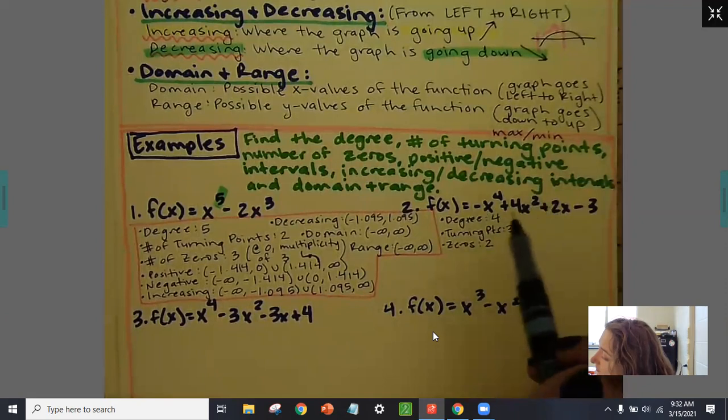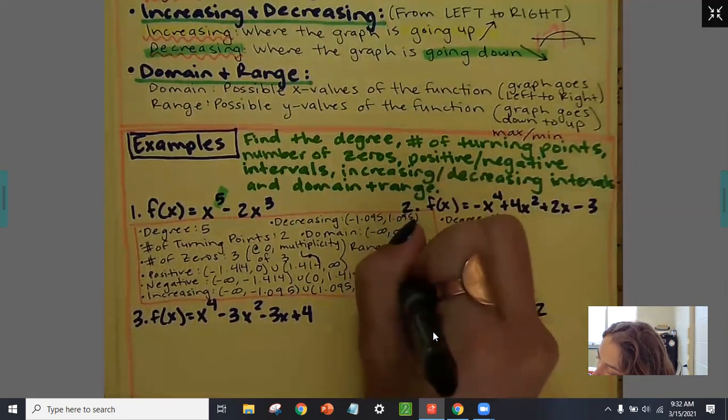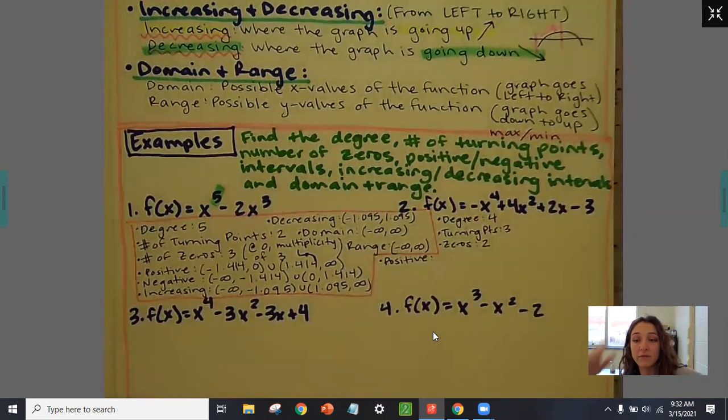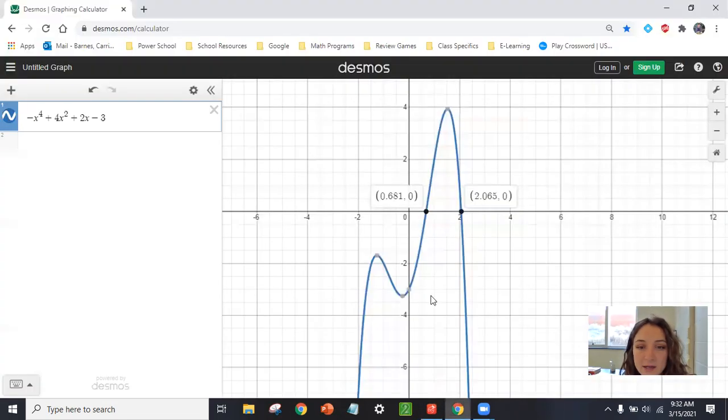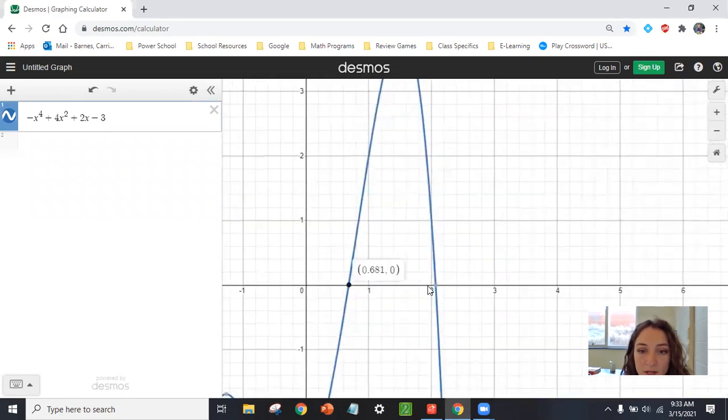Okay, now we need to look at our positive and negative intervals. All right, so positive, that's where it's above the x-axis. So let's go look at that. And we can see that this one is above the x-axis from here until here. That's whenever it's above the x-axis. We only want to look above. So this is from 0.681 to 2.065.